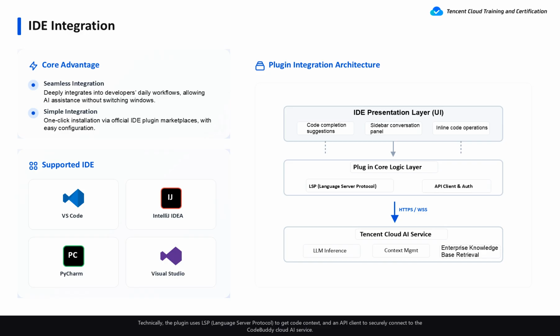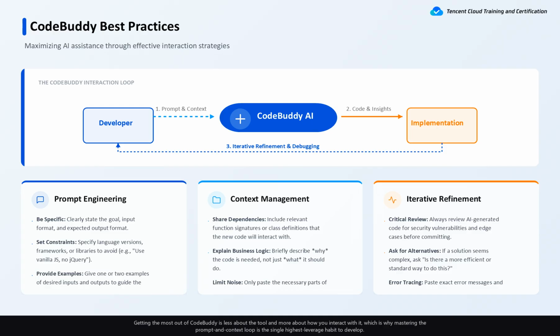Technically, the plugin uses LSP, Language Server Protocol, to get code context and an API client to securely connect to the CodeBuddy Cloud AI service. Responses are shown as inline suggestions, sidebar panels, or chat interfaces. CodeBuddy supports major IDEs like VS Code, IntelliJ IDEA, PyCharm, and Visual Studio. For enterprises, it also offers local inference, no code uploaded to the cloud, and supports internal network deployment to meet strict data security requirements.